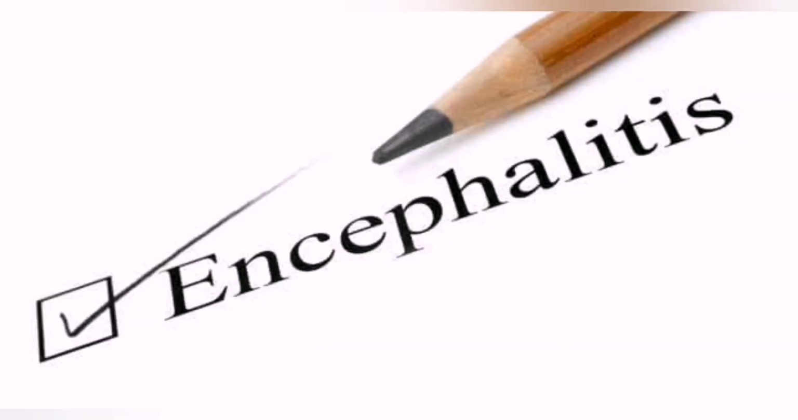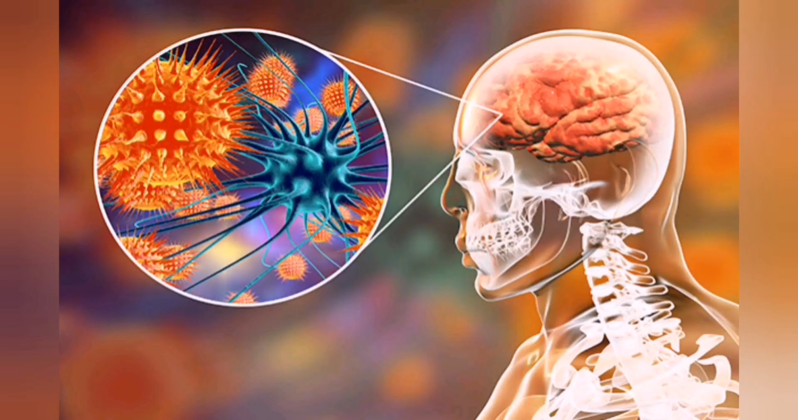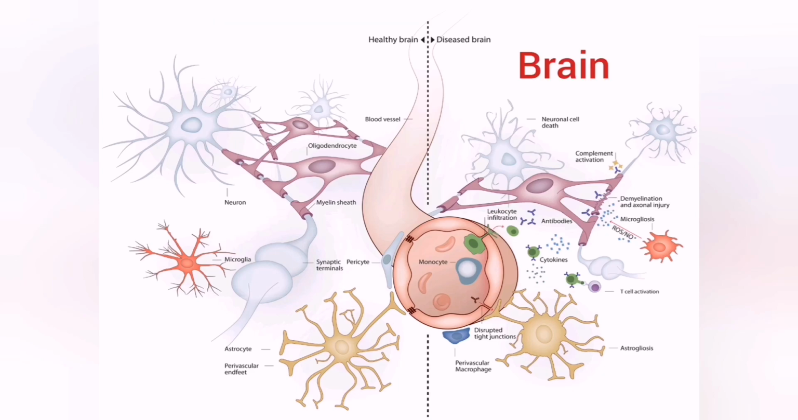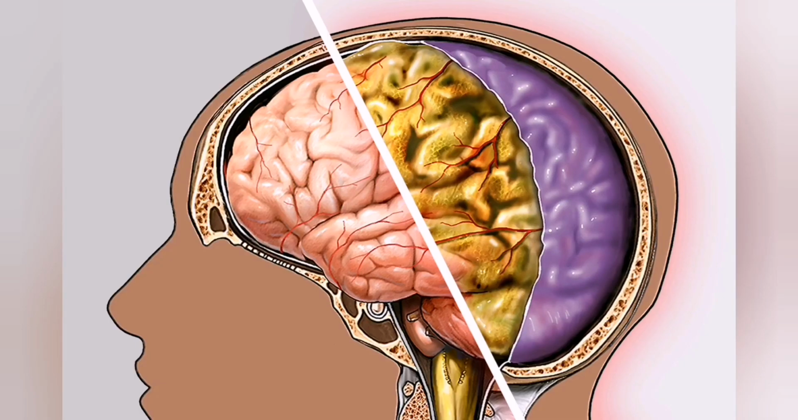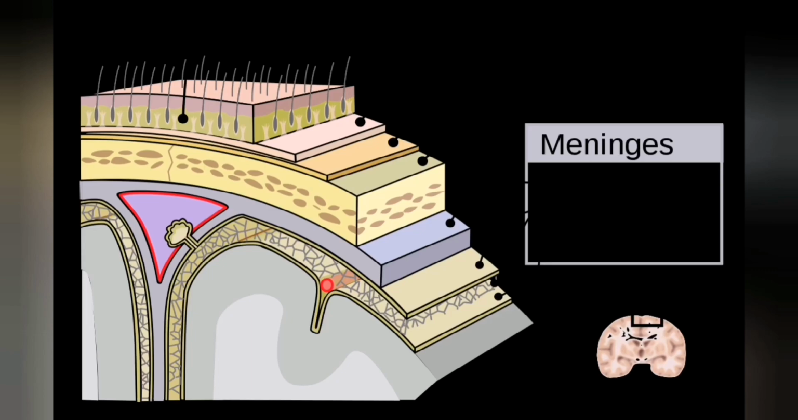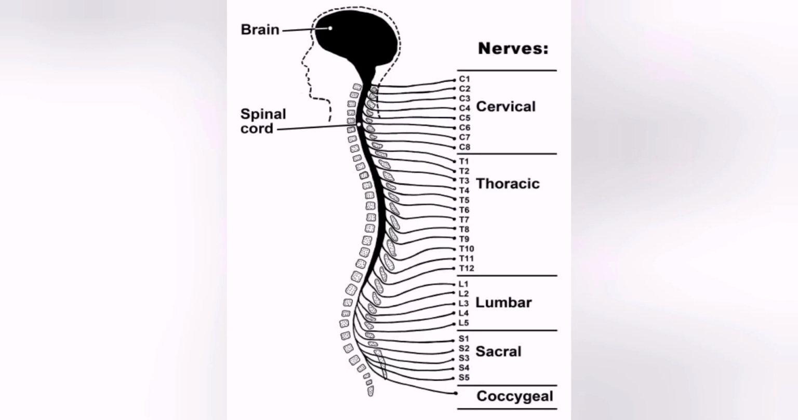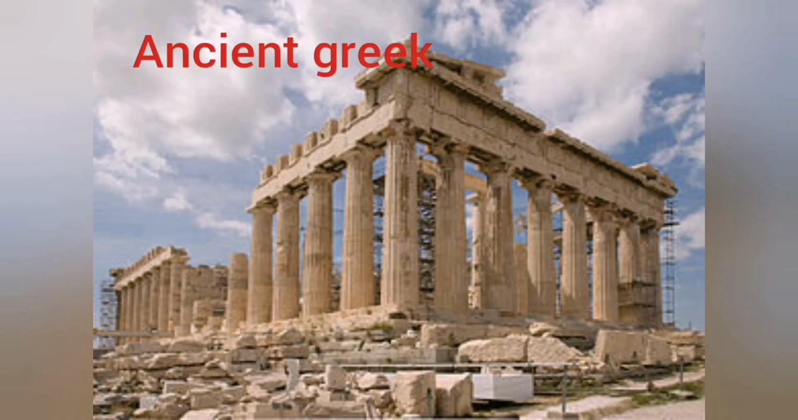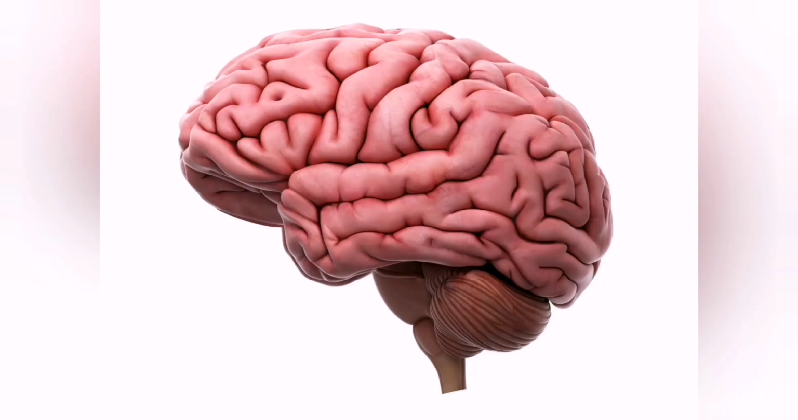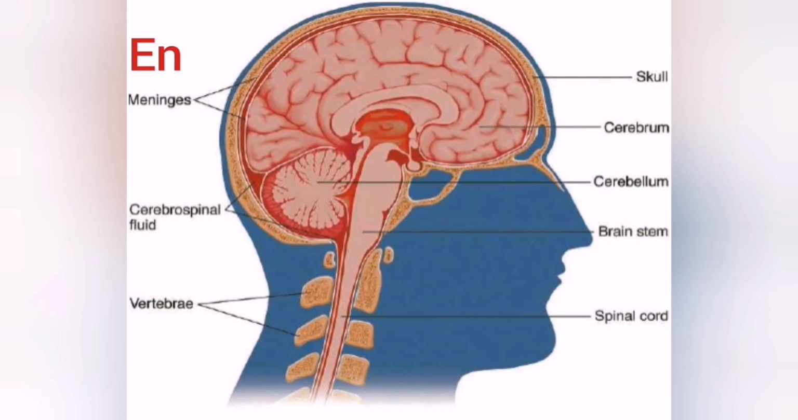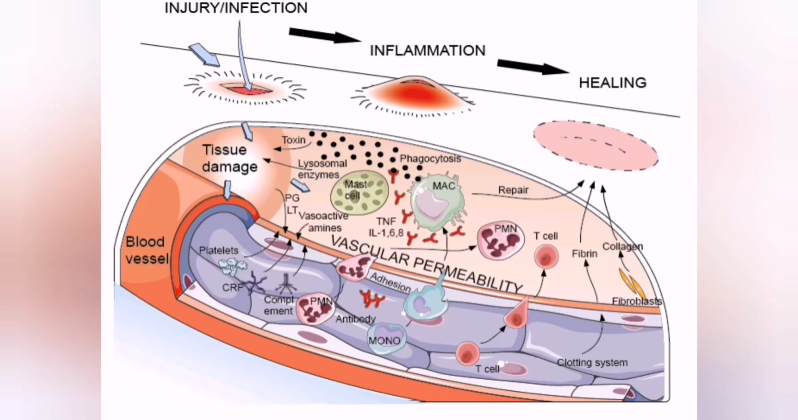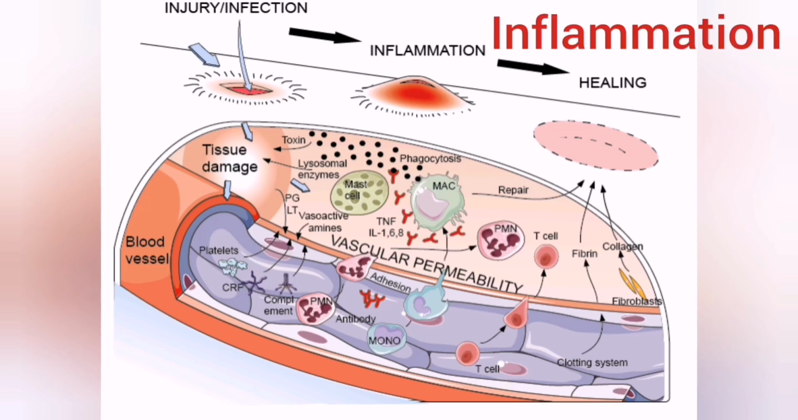Our topic today is encephalitis. It is the inflammation of the brain. Encephalitis with meningitis is known as meningoencephalitis, while encephalitis with involvement of the spinal cord is known as encephalomyelitis. The word encephalitis is from ancient Greek: encephalos, that is brain, composed of two words, en, meaning in, and kephale, meaning head, and the medical suffix itis means inflammation.